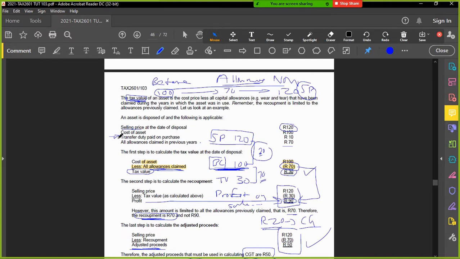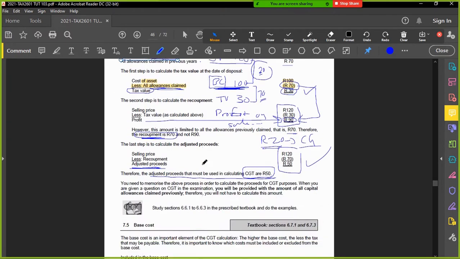Maybe this is the case. This purchase is by the buyer, not the seller, because this asset was disposed of. Do you see that? Yes. So when I sold the asset, this is the transfer duty paid on the sale, not the purchase. I think the wording is a bit confusing. Do you see that?